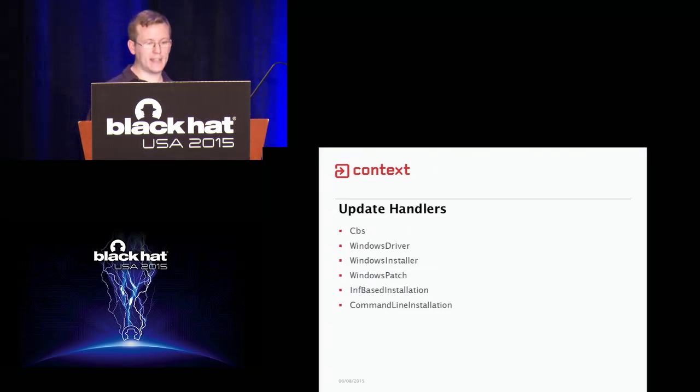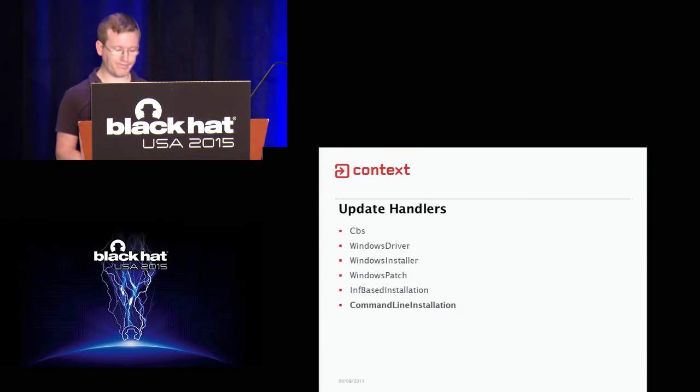So what type of update handlers are there? We did a full update from a kind of blank Windows 7 install, so we saw a ton of XML, a ton of different updates and things like that. And these are the different handlers we found. There's CBS, which, like I said, is cab files. There are update handlers for Windows drivers, for full Windows installers, and so on. But the one that really stood out to us is command line installation. That sounds quite interesting, I thought. So we took a closer look at that.